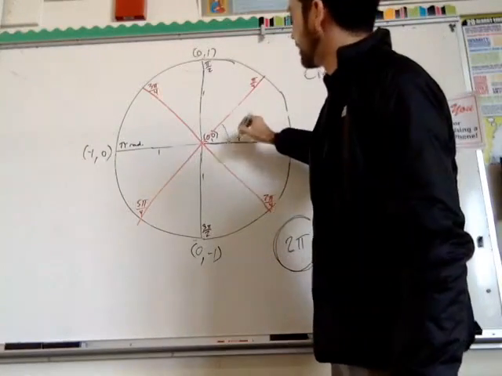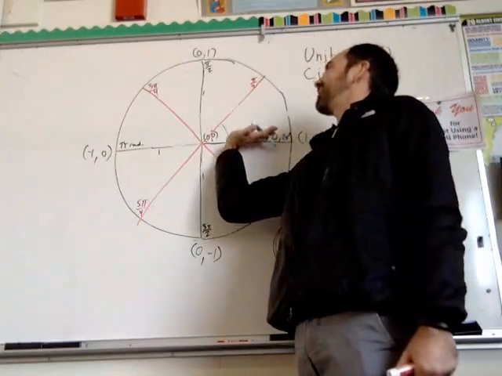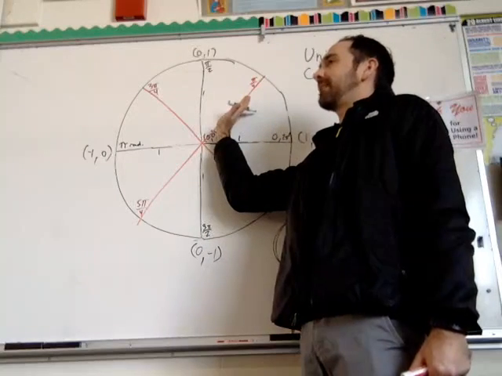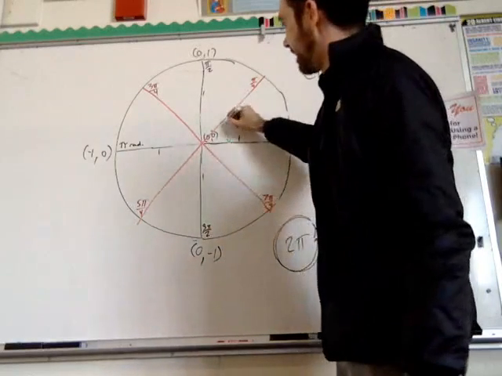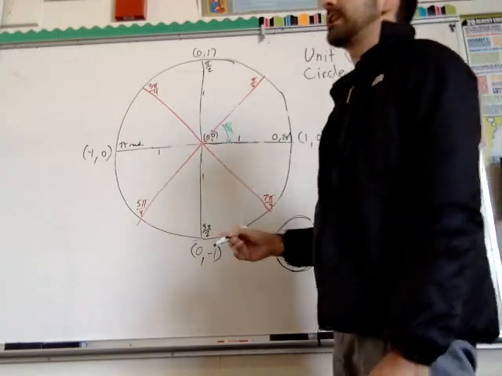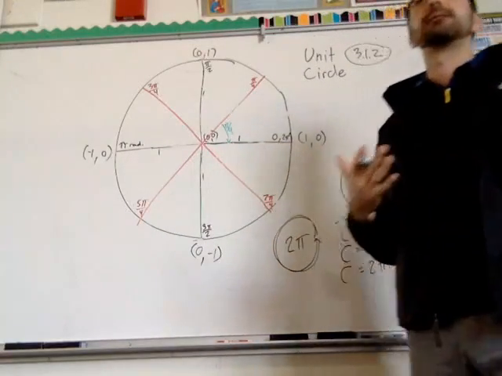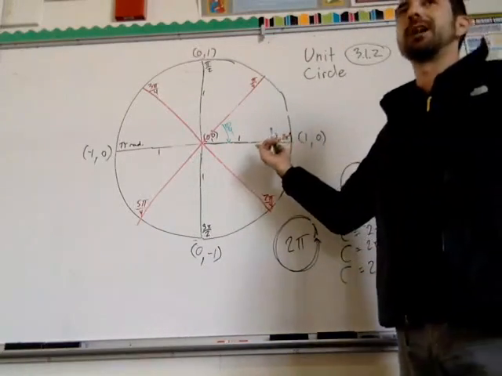This one's easy to figure out. If I had pi over 4 to get up, then how about to go back down? Pi over 4. The reference angle, again, is just to help you graph. It's just to help you graph. That one's not useful in that case.